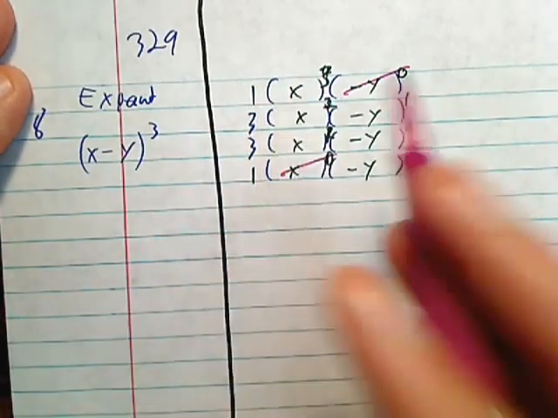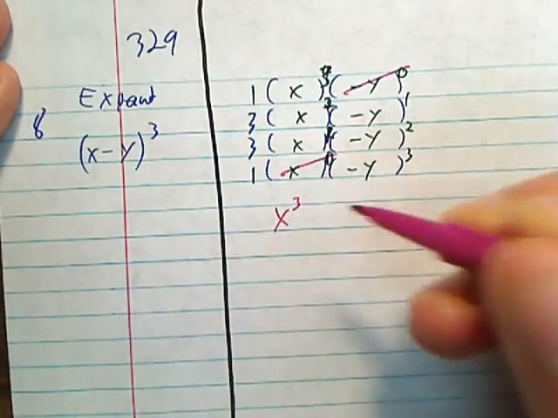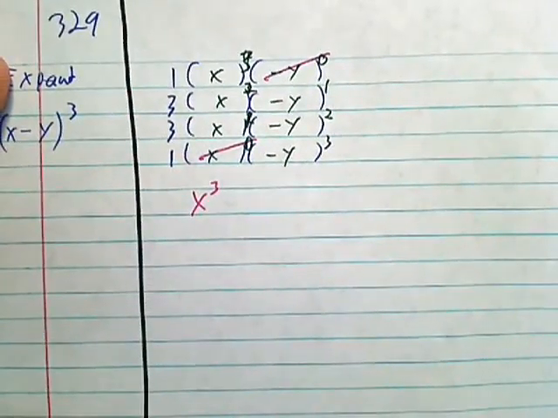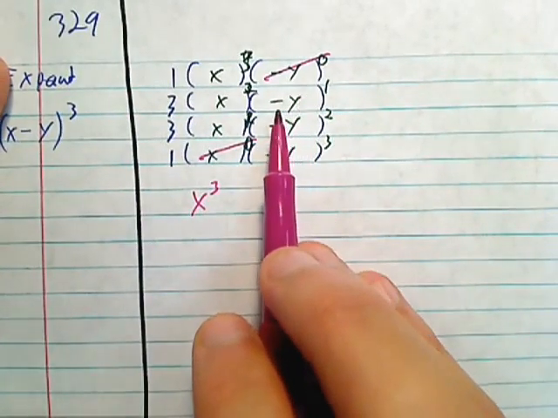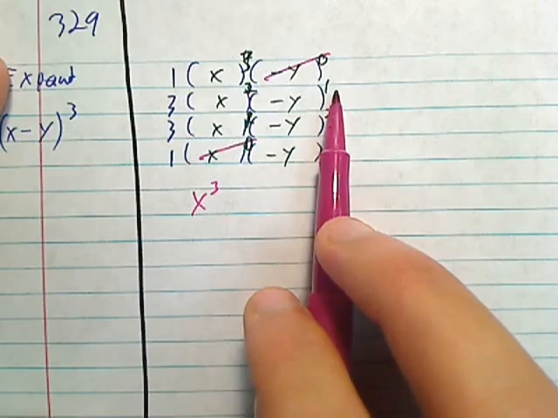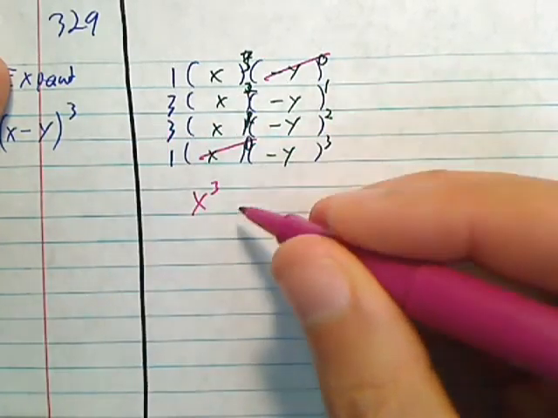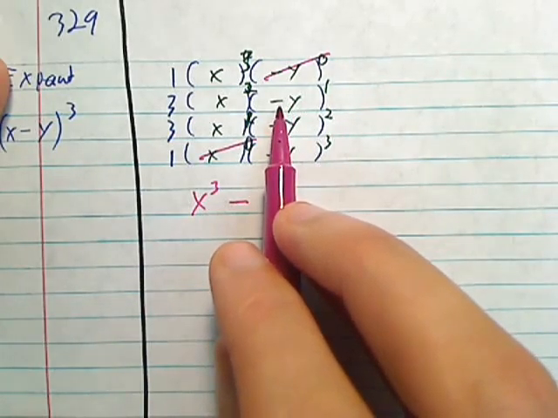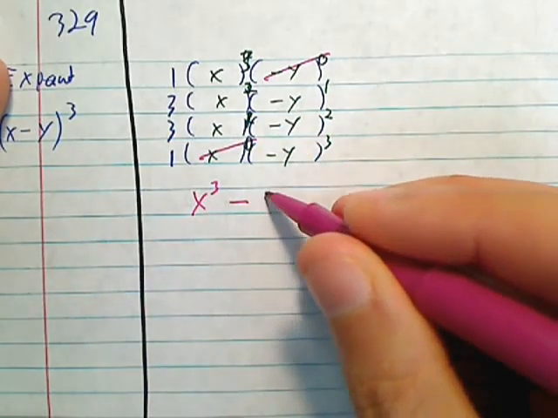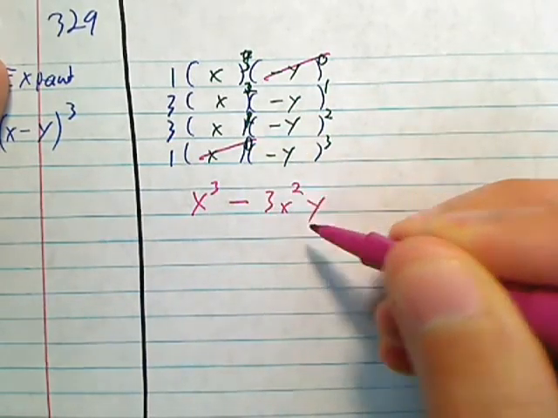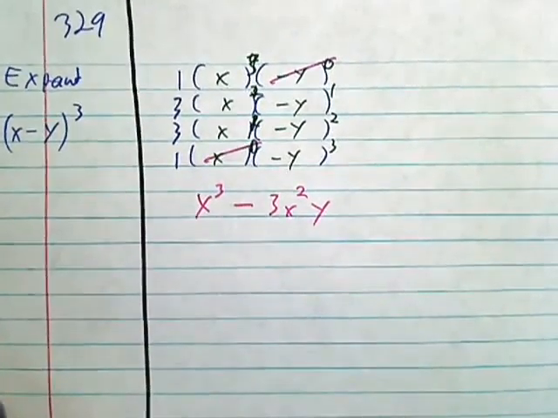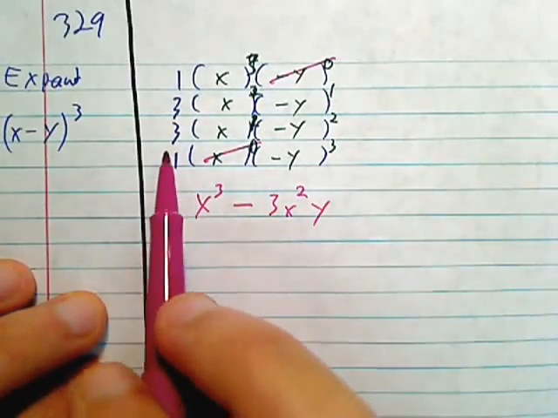This is 1x to the third, so x to the third. Then I have negative y to the first power, that's negative y, and x squared, and a 3 out front. The negative from the y is going to come out front: negative 3x squared y. I could have written plus 3x squared times negative y and simplified it in another step, but I'd rather get this done.